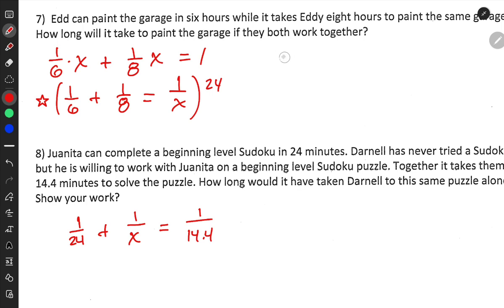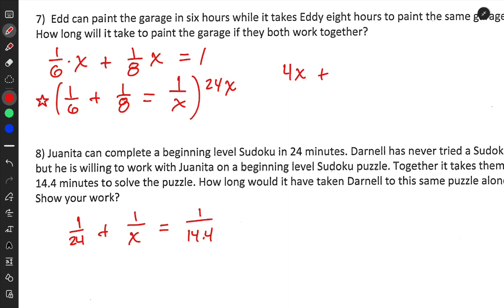I'm going to have to hit everything with an X because there's an X in the denominator. I'm going to multiply by 24X. Oh, I'm glad I caught that now. So when I divide 24 times X by 6, I get just 4. So this is going to become 4X plus, same thing on the other side, I'm going to multiply by 24X.